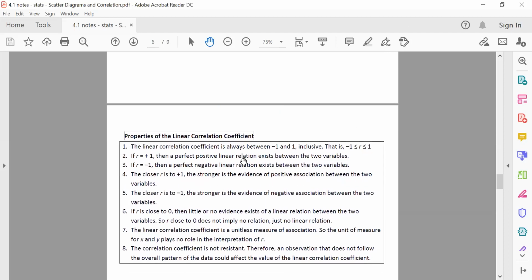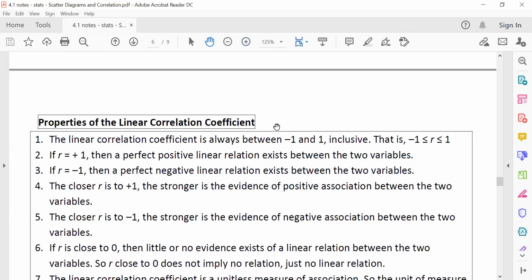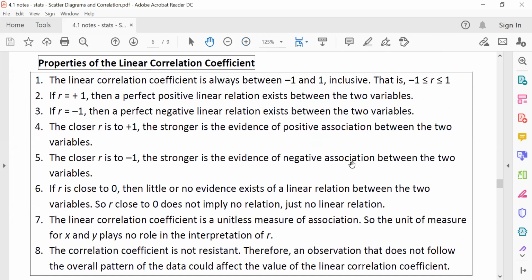So there are a few properties of the linear correlation coefficient, the R value. What the R value does is it tells you A, how strong the correlation is, and B, whether it's positive or negative correlation. If your R value is positive, greater than 0, you have a positive correlation. If your R value is negative, you have a negative correlation. It also tells you how strong it is.